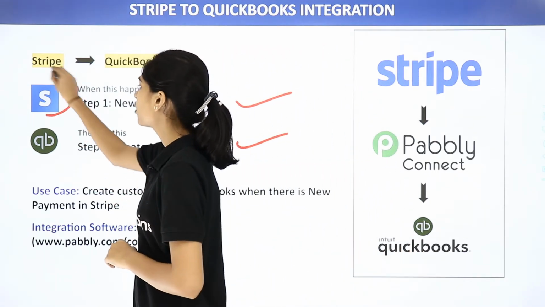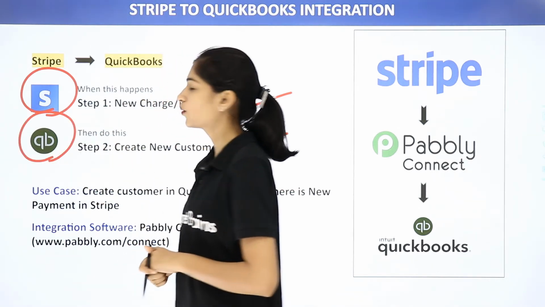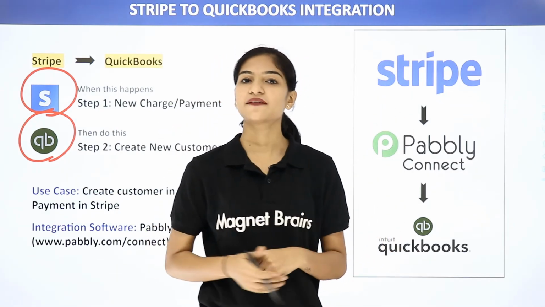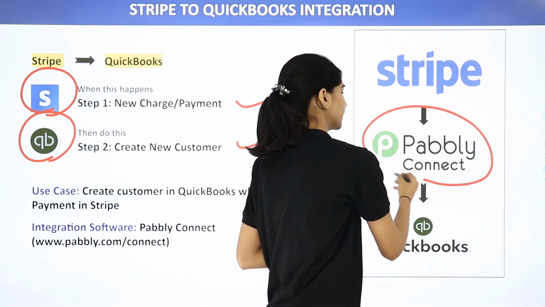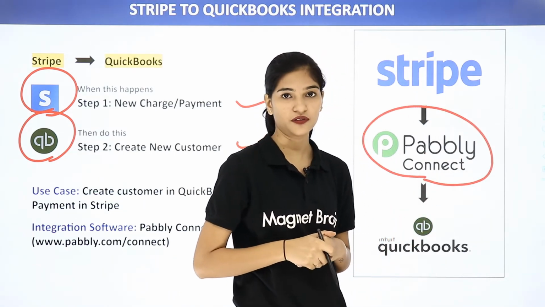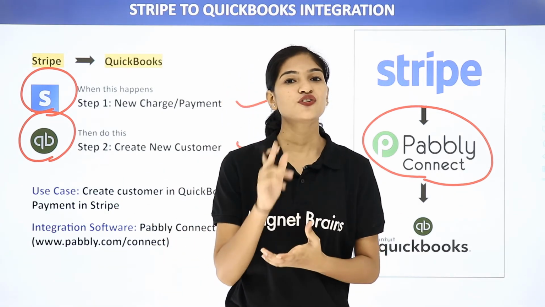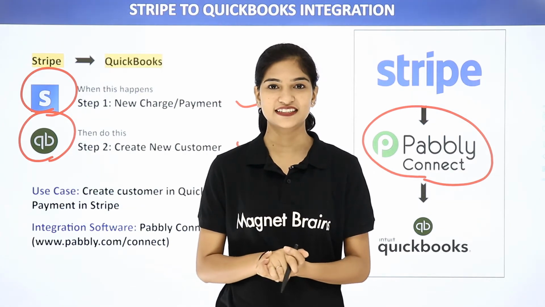So Stripe is an online payment processing software, whereas QuickBooks is an accounting software program. The issue here is that Stripe and QuickBooks don't have any integration between them, and that is why we are going to use Pabbly Connect, a third-party application software, to integrate both these software applications. The best part here is you don't require any knowledge of coding. So let me show you this on my screen.